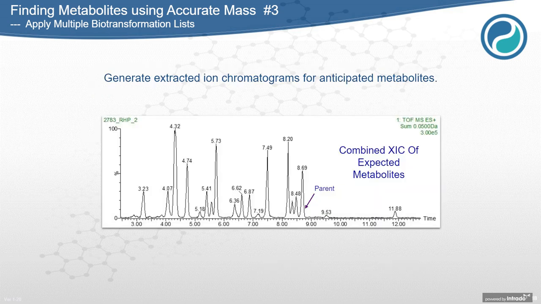So here is an example chromatogram from data we've acquired. This is actually rat hepatocyte data, and this is a sum of all the metabolites found using those extracted ion chromatogram approaches. And we have 18 metabolites, if I'm correct. So this is a combined extracted ion chromatogram of all 18 of those metabolites.